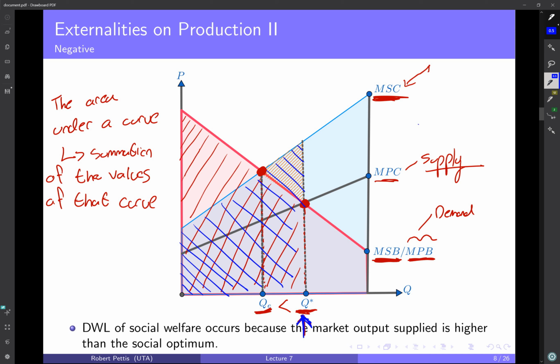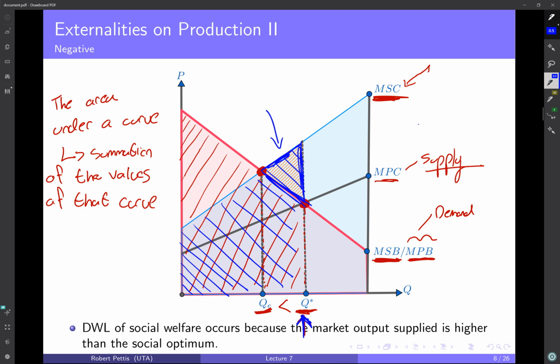Okay, so I've done that. This area that I pointed out earlier is going to be the deadweight loss, this area here. So how can we tell this is the deadweight loss? Well, I've got this area of social cost that's not being offset by social benefit.